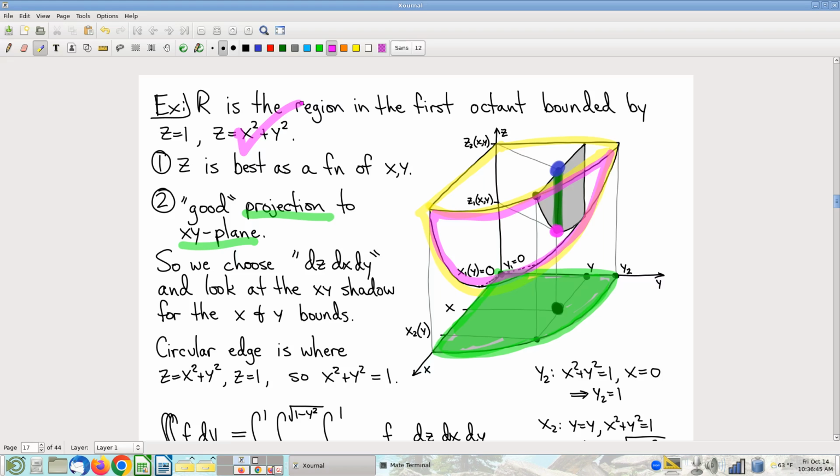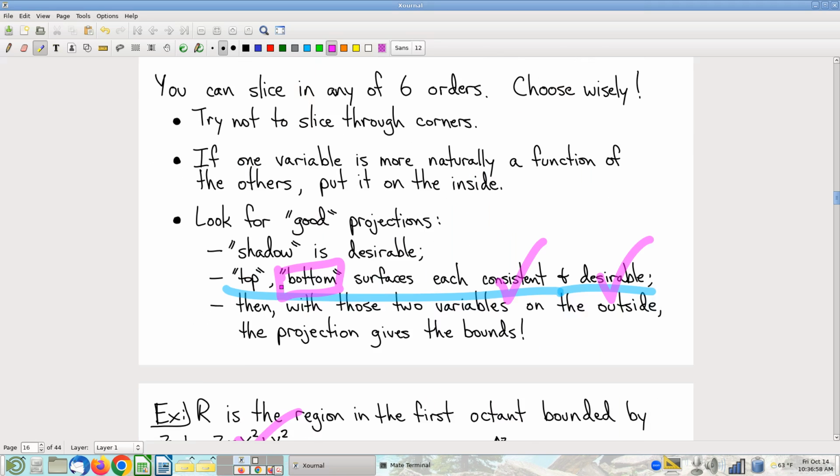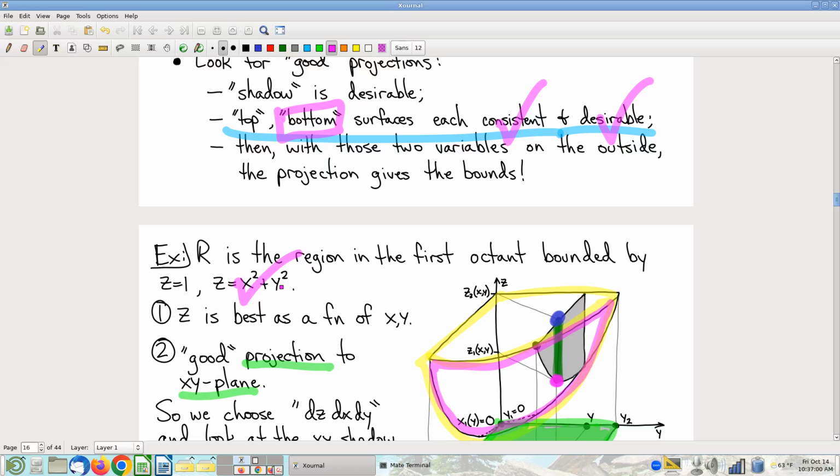And that purple paraboloid's not bad. I understand it. It's always the same. This is what I mean by consistent and desirable. This is the bottom surface that we're looking at here. And then I claim the same is true of the top surface. The top surface here, that ending point, is always on that same plane.